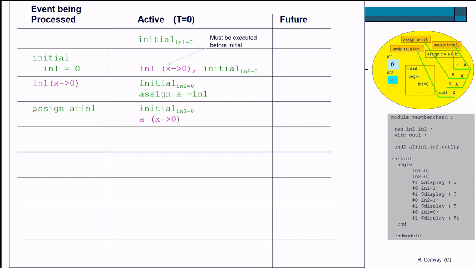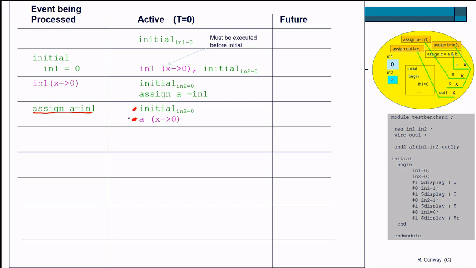So this event is then handled. Assign A is equal to N1. N1 is evaluated. It's 0. That then produces an update event. A will be updated, and that update event is added to the active event queue. And we have two events now in the active event queue.